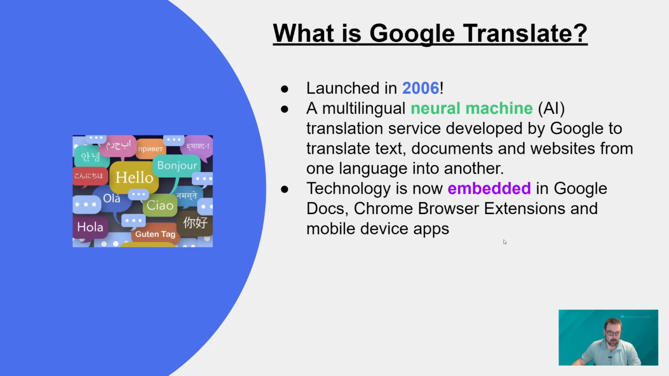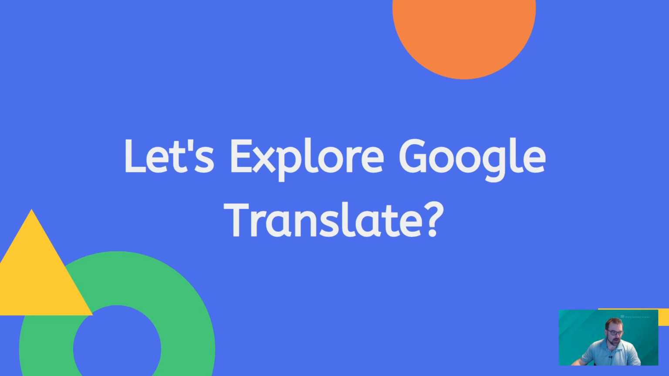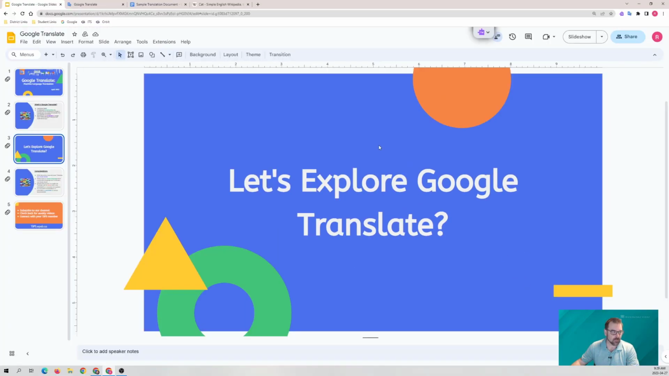This technology is now embedded into Google Docs, a Chrome browser extension, and a number of mobile device apps. Some of these tools will even allow you to take a picture with your camera phone and have it translate the sign or information for you live right in the device. We're going to be jumping directly into Google Translate and take a look at where you might encounter it and how you might use it.